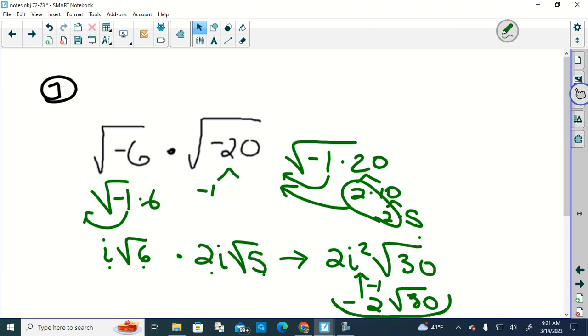So we learned something with the -1 when it's under the radical, what it becomes. When it's outside of the radical, if it's squared, it converts to a -1. So a -1 times 2 gives you a -2. So -2 rad 30.